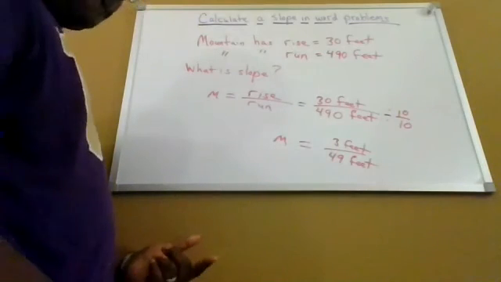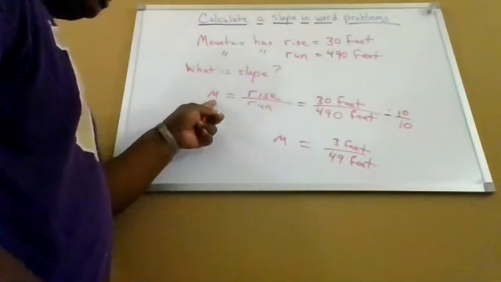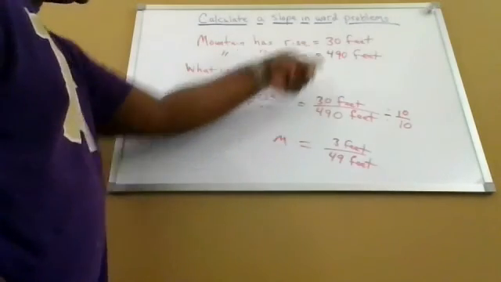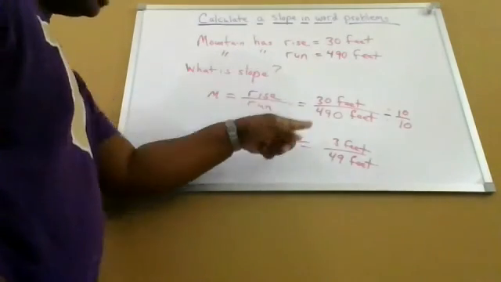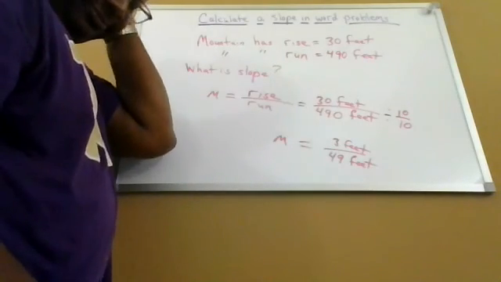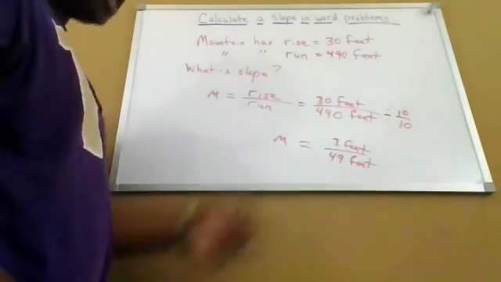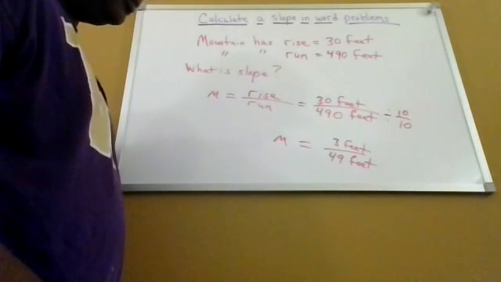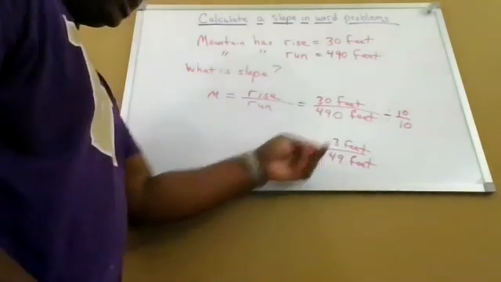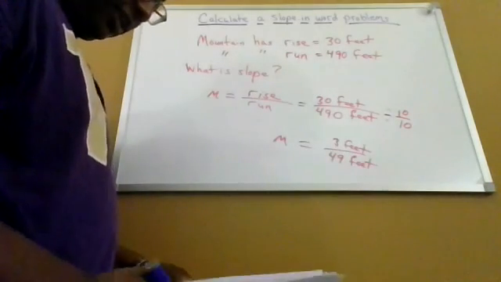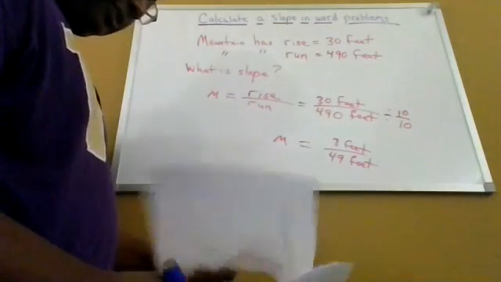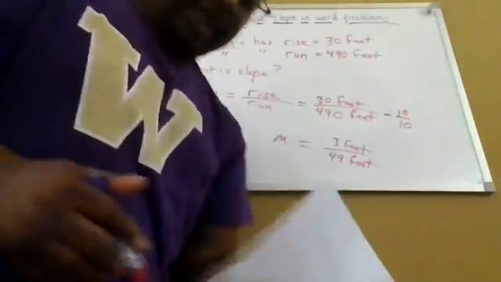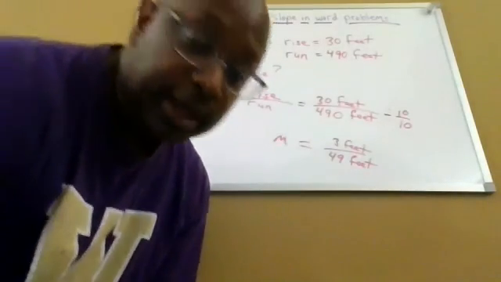So just by using one of our definitions of slope being rise over run, and then we substitute what the rise is, what the run is into our formula, and then begin to simplify. We find our greatest common factor between 30 and 490 is 10. And then that gives us a final answer of 3 feet over 49 feet. And that is our last problem, where we have to calculate a slope in word problems.